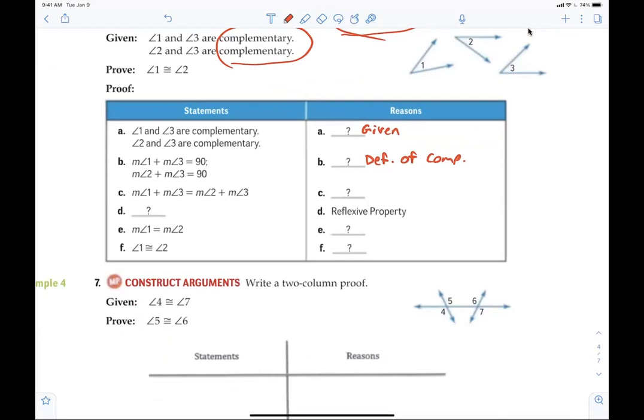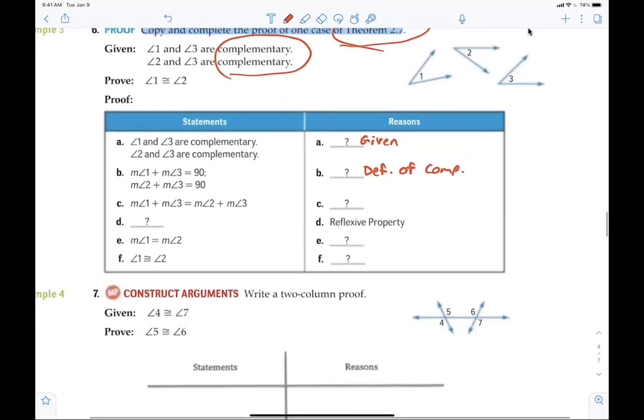Substitution, right? Measure of angle 1 plus measure of angle 3 is 90. They're both equal to 90, so they're equal to each other. I like that. Substitute. Why wouldn't it be addition? What are we adding? The equals. Both of these are equal to 90, right? So now watch what I'm going to show you. Do you see what I'm saying?